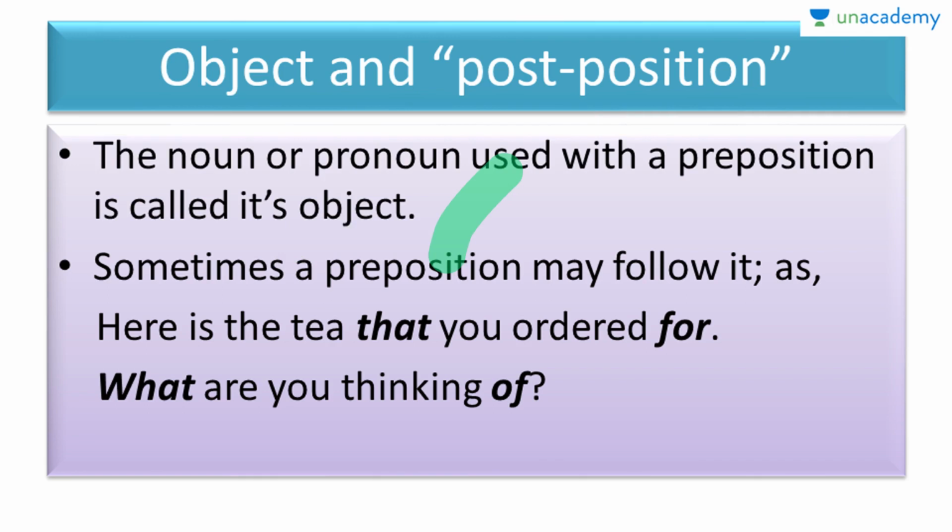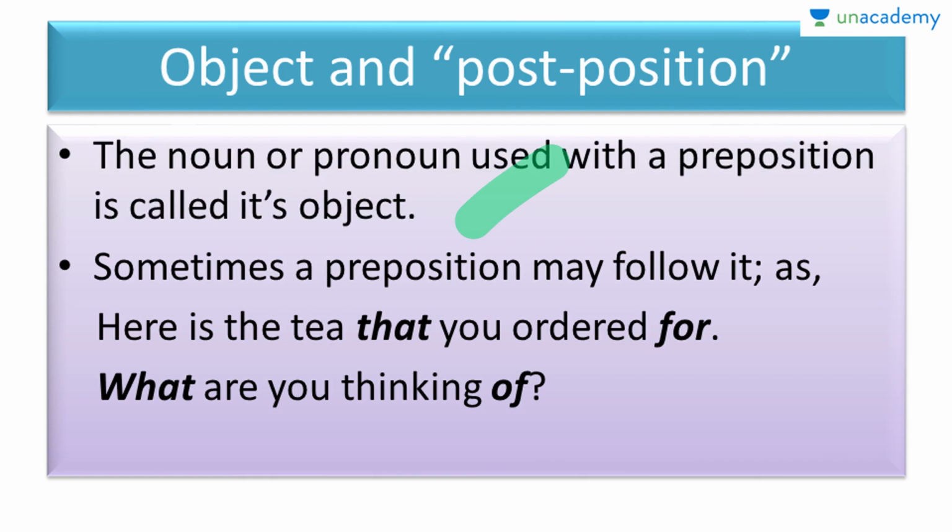We saw in previous examples the tea, the fly, the pond in the example of the frog. All these words are objects which are being connected to a different action, verb, adverb or a different noun itself. That is what a preposition does. Whatever noun or pronoun is being talked about is called the object of the preposition. Sometimes a preposition may follow it.